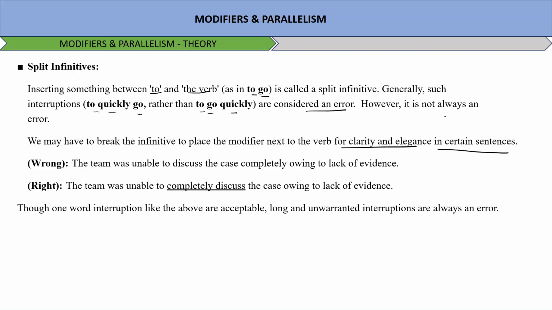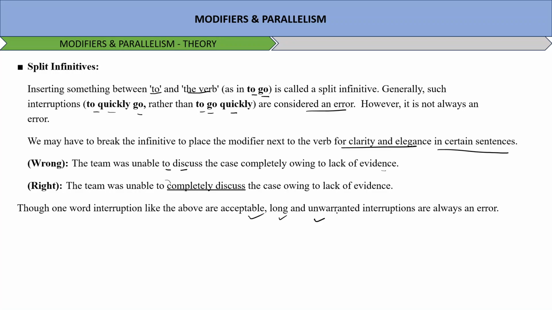For example, the team was unable to discuss the case completely owing to the lack of evidence. Now, the better way of saying this is, the team was unable to completely discuss the case owing to lack of evidence. Though one-word interruptions like the above are acceptable, long and unwarranted interruptions are always an error.